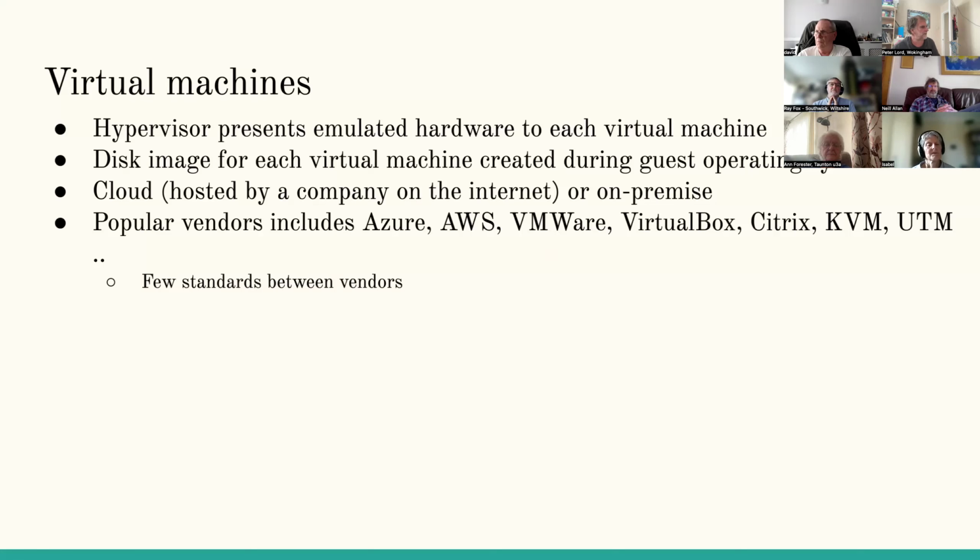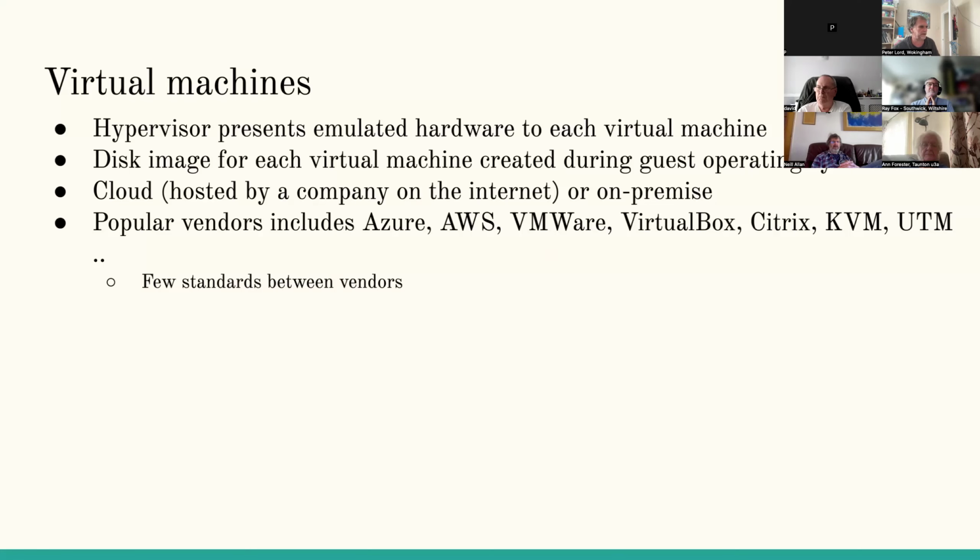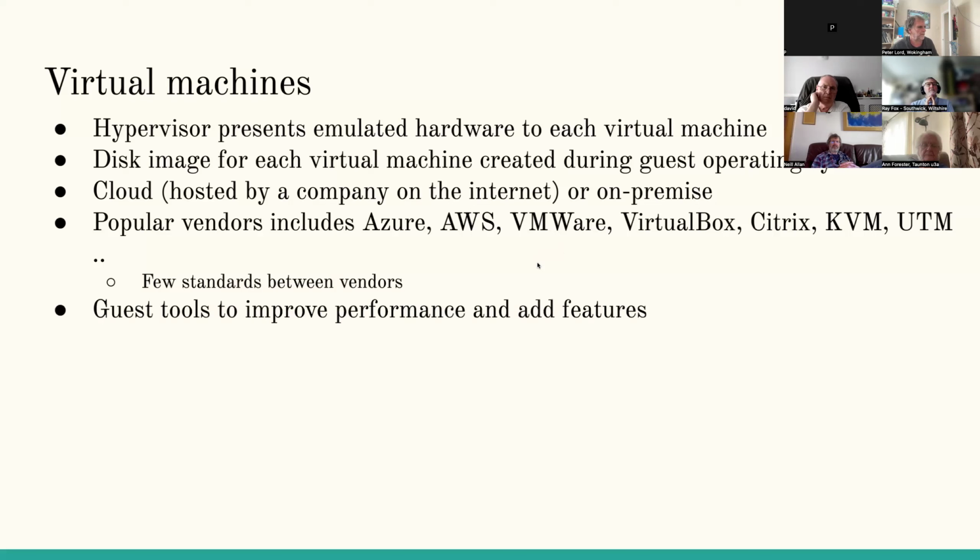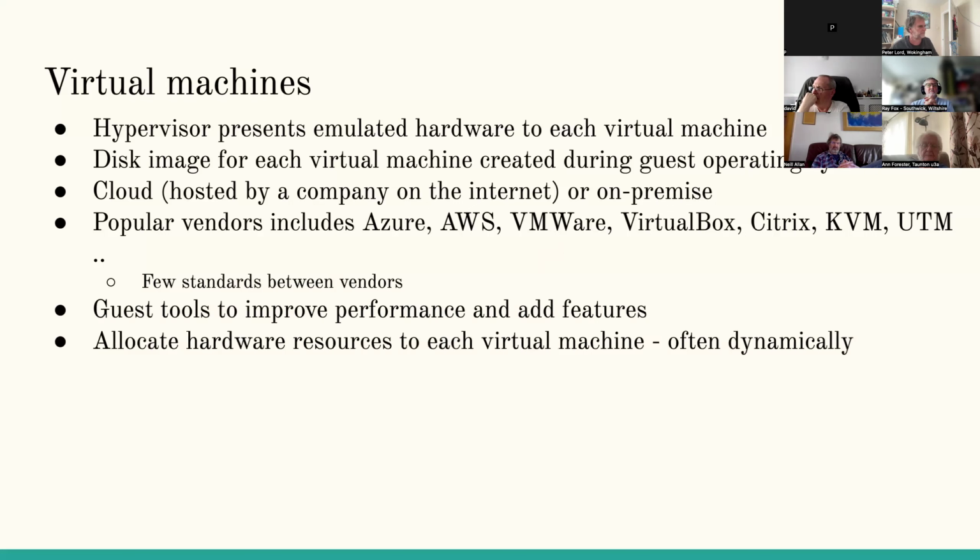One issue that I've seen is there are only a few standards between different vendors. So if you've got an Azure virtual machine, trying to move it to VirtualBox is quite tricky. Now, what you tend to do on the operating systems inside the virtual machines is add additional tools in there to help improve performance. They're called guest tools. And you can allocate hardware resources, CPUs, memory, and such like, and vary them dynamically.